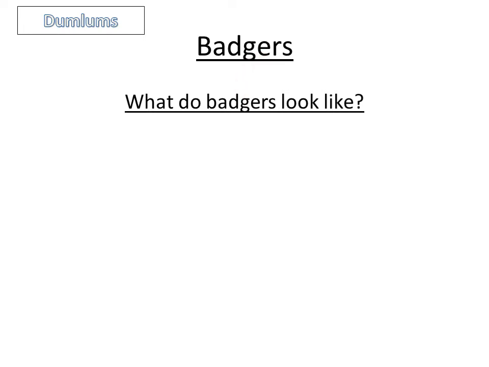Next up, we need a subtitle. Today we are going to focus on two areas: the appearance and the diet of this creature. So the appearance: what do badgers look like? That is my subheading. I have asked a question because I want them to keep reading on, and I have underlined my subheading.